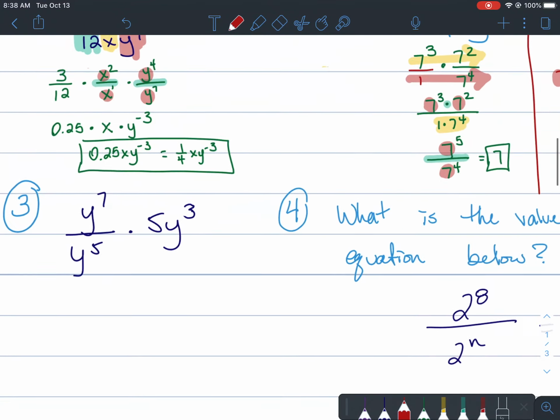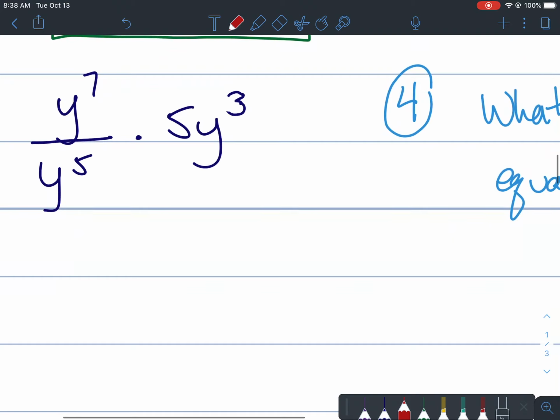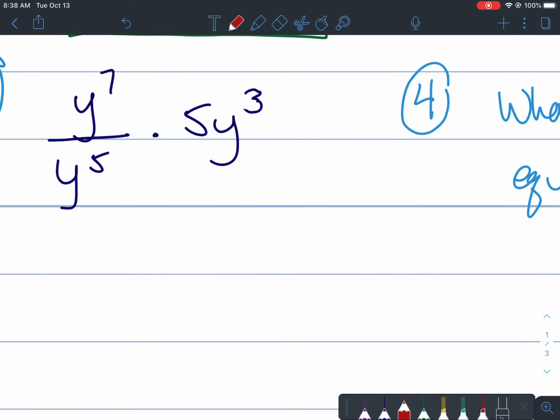All right, let's take a look at number 3. It's the same idea. You have to really just recognize what rule you are using. So when we look at this, I'm going to deal with the left side and then go to the right. If we're multiplying and dividing, we're going to go left to right in the order of operations. So first we see that it's y to the 7th divided by y to the 5th times 5y cubed.